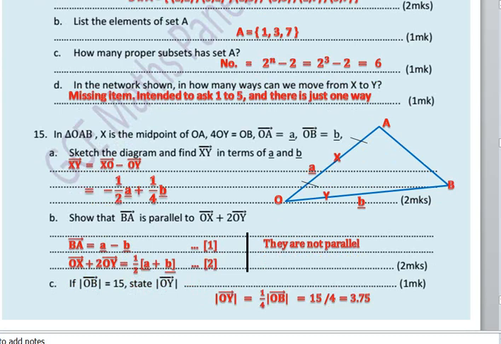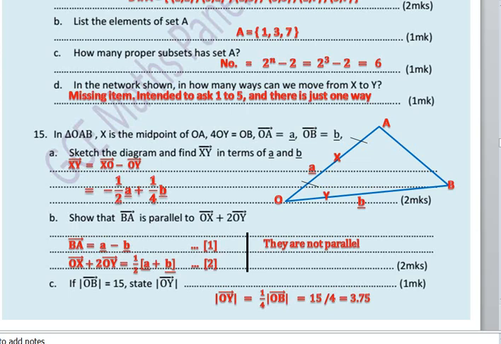Question 15. We have in triangle OAB, x is the midpoint of OA, and 4OY is equal to OB. If OA is equal to the vector A and OB is equal to the vector B, sketch the diagram and find the value of the vector xy in terms of A and B. So to move from x to y, you have to move from x to O and from O to Y. But from x to O, you are moving in the opposite direction of A. And x to O is a half of this distance, so it's minus a half A.